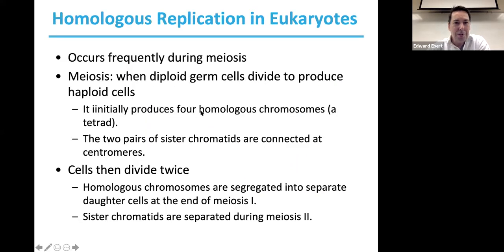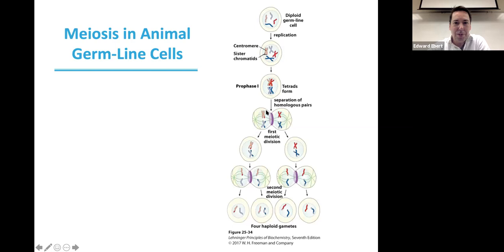For eukaryotes, things are a little bit different. This occurs quite often during meiosis. We want to make our haploid cells in here, so you're going to get our four homologous chromosomes. You get a nice little tetrad. So you want two pairs of sister chromatids that are connected at the centromeres. Cells divide twice, and we separate for meiosis 1 and meiosis 2. So in that first meiotic division you've got your pairs, and then we split off during the second meiotic division to give you the haploid gametes.